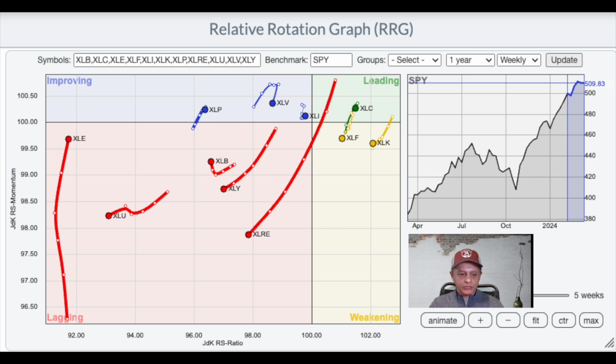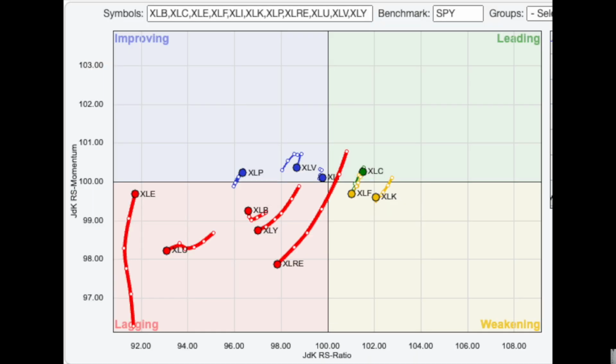So what this chart shows you is 4 quadrants. Let me just click this button called center. Okay, so you see 4 quadrants. This one is called leading, then we have weakening, lagging, and improving.